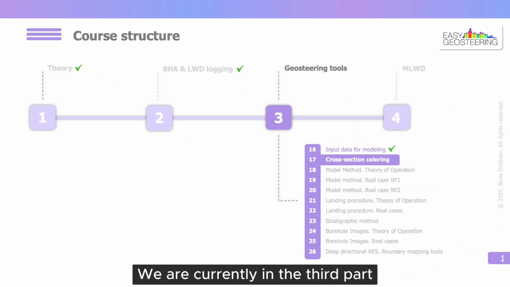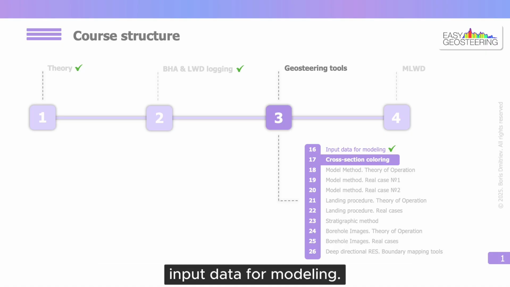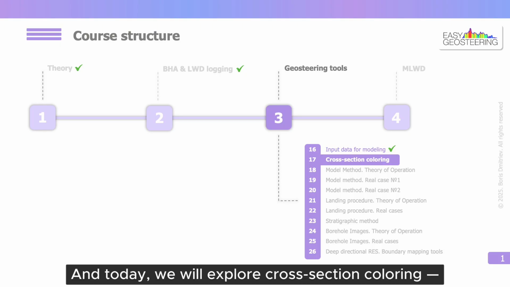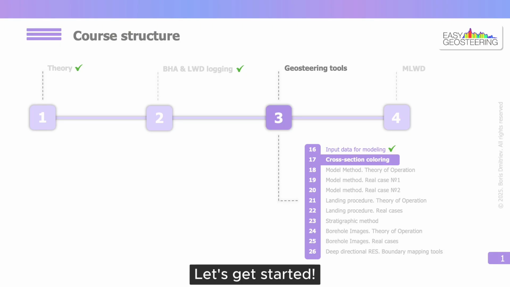We are currently in the third part of the course, Geosteering Tools. In the previous video we learned the necessary input data for modeling, and today we will explore cross-section coloring, an important aspect of visualizing the geosteering model. Let's get started.